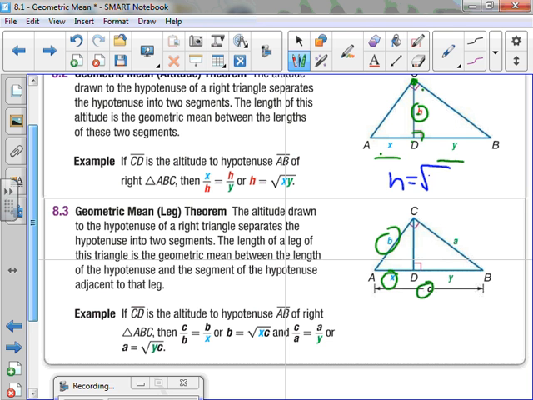Okay, so find x, y, and z. First of all, x is the easy one. X is our altitude. X is going to be the geometric mean of which two? Of 20 and 5. X is the geometric mean of 20 and 5, or JM and MK. So 20 times 5 is 100. So what's x going to be? 10. The square root of 100 is 10. That was simple.